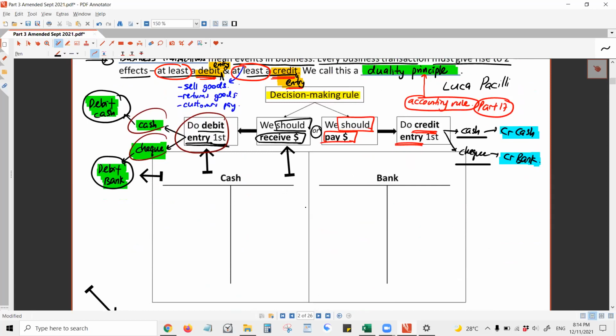You have learned some decision-making rules that can help you determine what to debit and what to credit to some extent. If you receive money in the form of cash, you debit cash. If you receive the money in the form of check, you debit bank, because a check will eventually go into the bank. On the other hand, if you make payment with cash, you credit cash. If you make payment with check, then you credit bank, right? This can help you only to some extent in making decisions on what to debit and what to credit. And there are a few more things that you may have to remember separately.